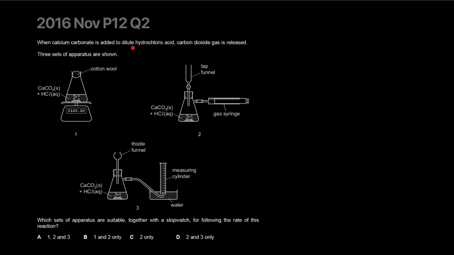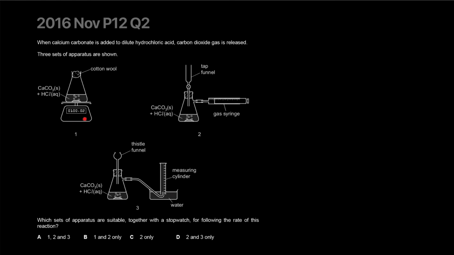When calcium carbonate is added to dilute hydrochloric acid, carbon dioxide gas is released. So, a simple experiment, a simple chemical reaction we've seen. Which set of apparatus are suitable together with a stopwatch for measuring the rate of this reaction? Okay, so we've discussed this a bit, and this is one of the ways you can actually measure the rate of reaction.